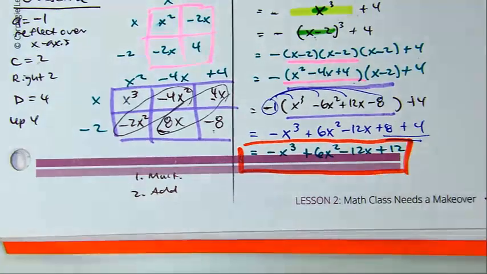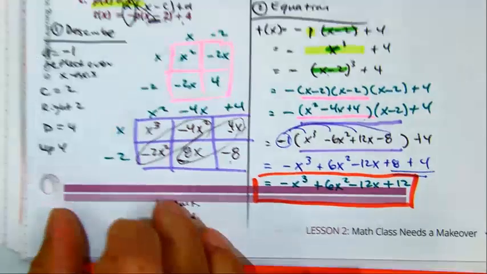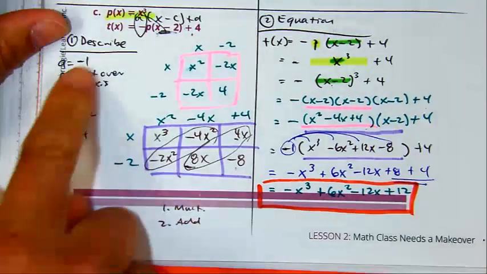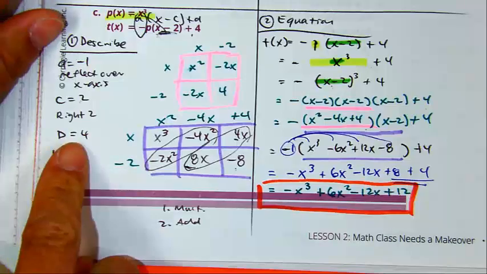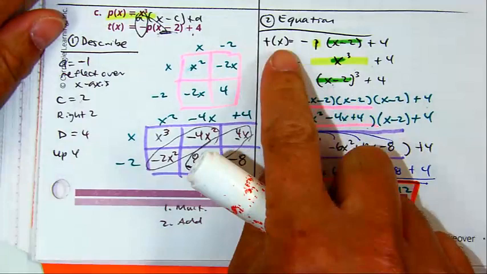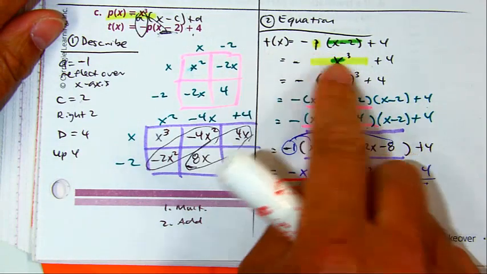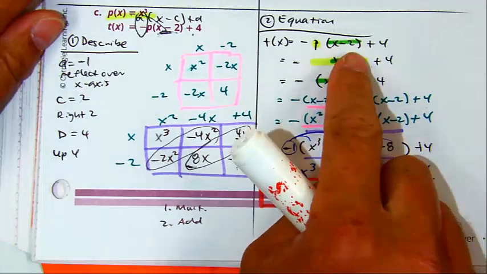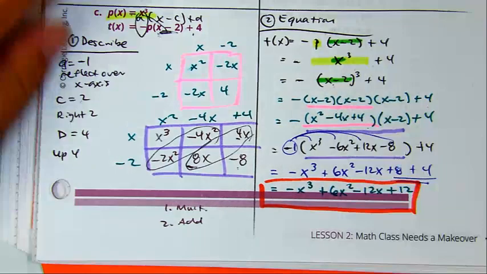So let's review what we did. We described the transformation with letters and numbers and words, and then we wrote an equation, t of x, in terms of x. So we did double substitution in yellow and green, and then we just simplified.